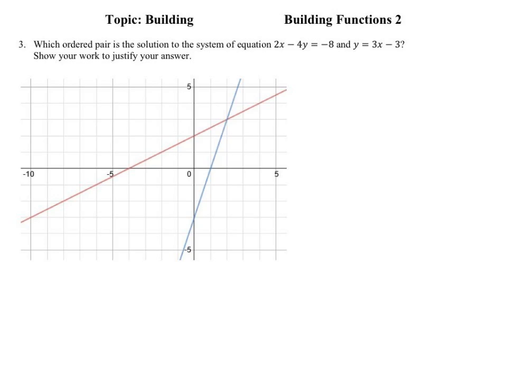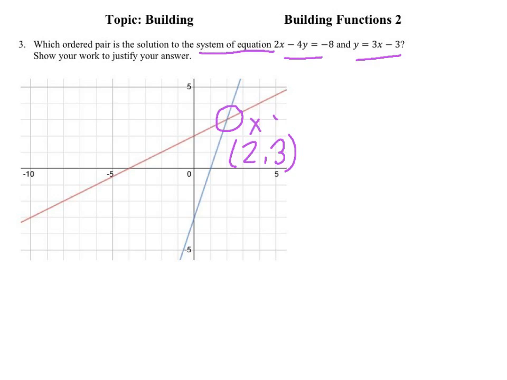Alright, question 3. Which ordered pair is the solution to the system of the equations 2x minus 4y equals negative 8 and y equals 3x minus 3? A system of equations is essentially just 2 or more equations. So we have the graphs here, we have the red one and the blue one. Show your work to justify your answer. So let's find the intersection point. The intersection point is going to be 2, 3. Now, looking at the picture, yeah, you can tell it's the intersection point. But because it's math, we have to prove it.